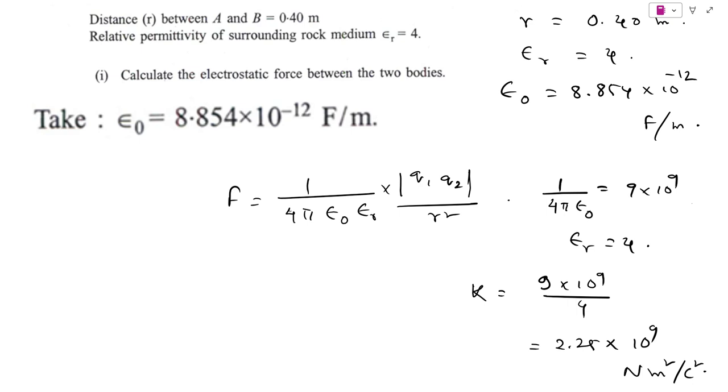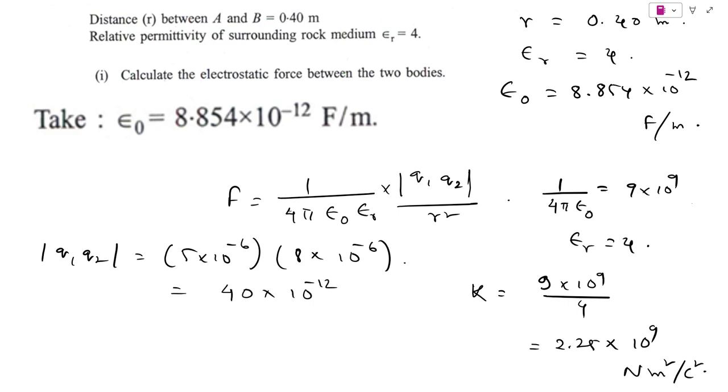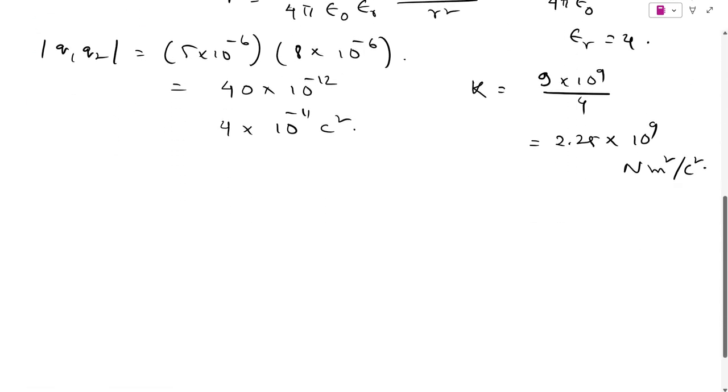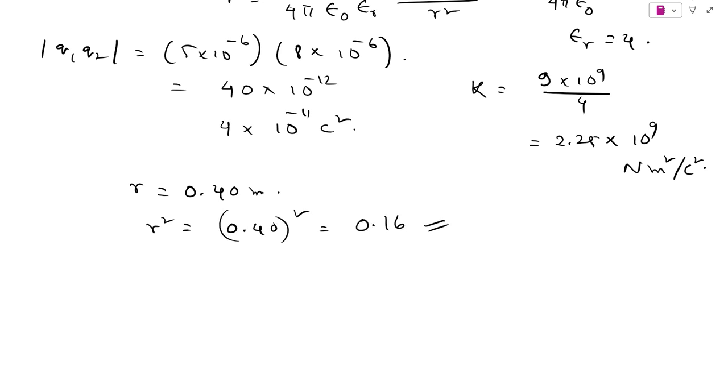Now mod of Q1 Q2 is basically 40 into 10 to the power minus 12, or we can say 4 into 10 to the power minus 11. Now calculate the square of the distance. Distance R is 0.40. Therefore, R square is 0.40 whole square. This is 0.16. Now substitute everything into Coulomb's law.